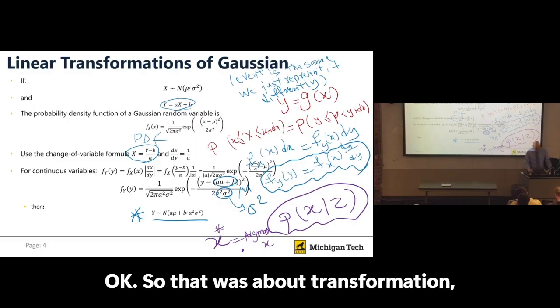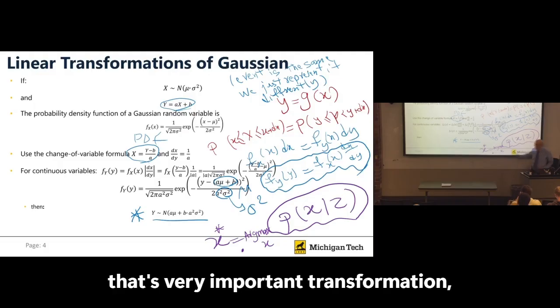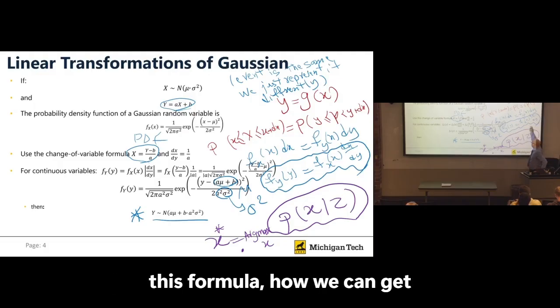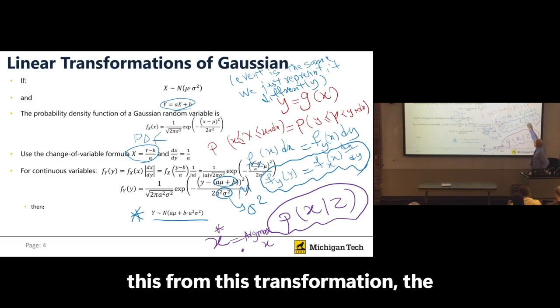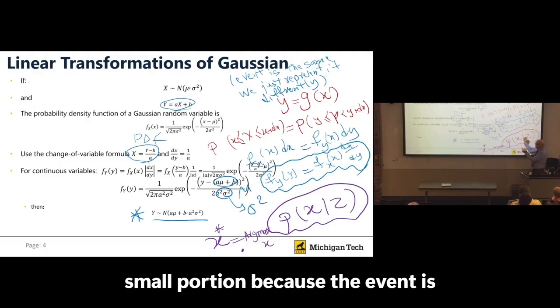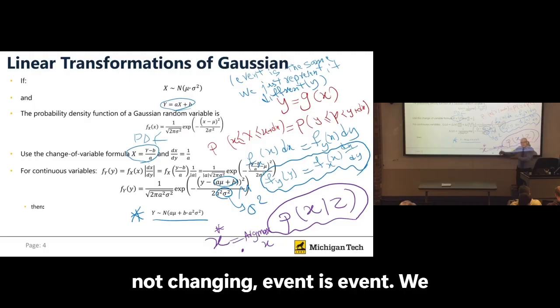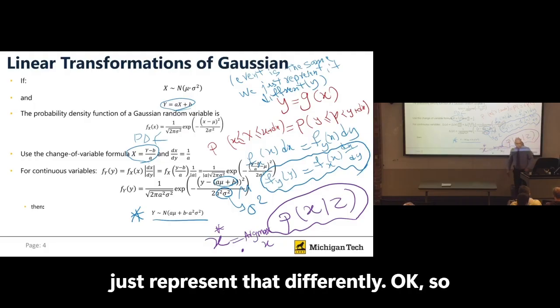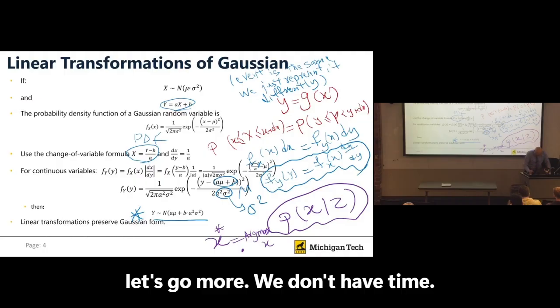Okay, so that was about transformation. That's very important. Transformation, this formula, how we can get this from this transformation. The probability is not changing in a small portion because the event is not changing. Event is event. We just represent that differently. Okay, so let's go more. We don't have time.